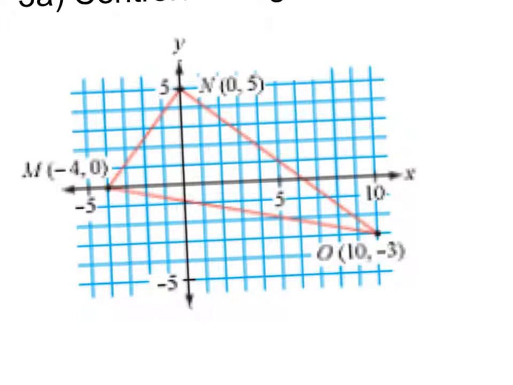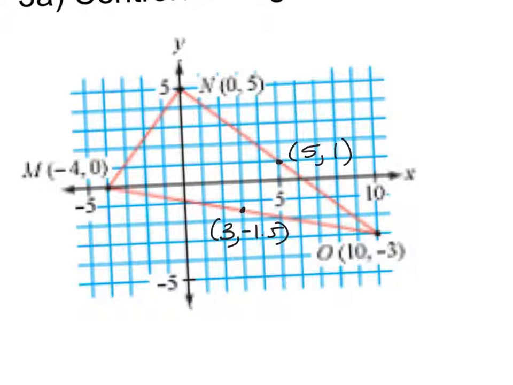So on MO, I have -4 plus 10, I'm at 6, divided by 2, I'm at 3. So this point is 3. And then 0 minus 3, I'm at -3, divided by 2, that's -1.5. I need one more midpoint, so I'm going to use 0 to 10 divided by 2 is 5. 5 plus -3, I'm at 2, divided by 2, that's 1.